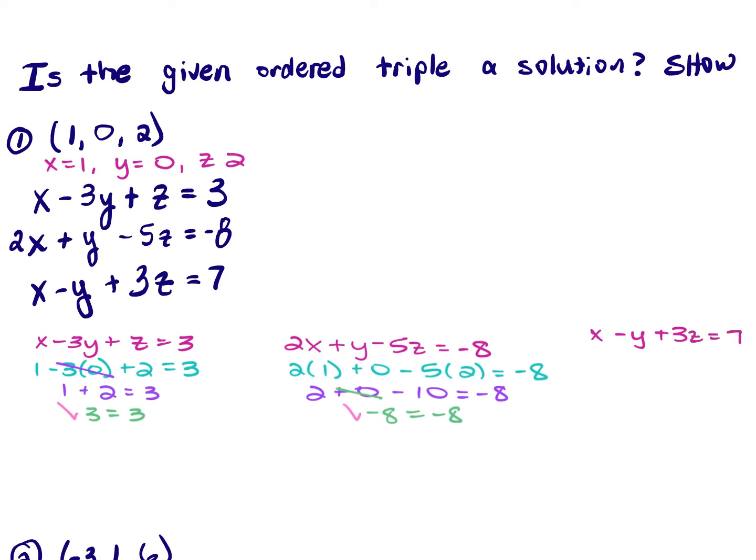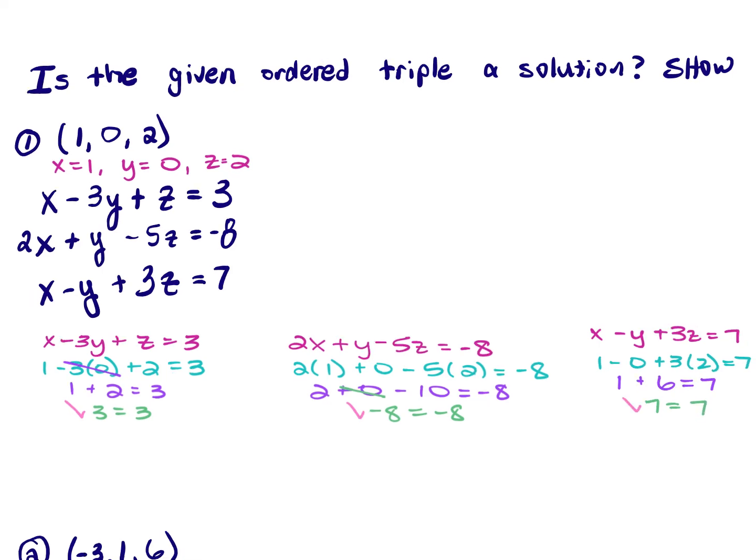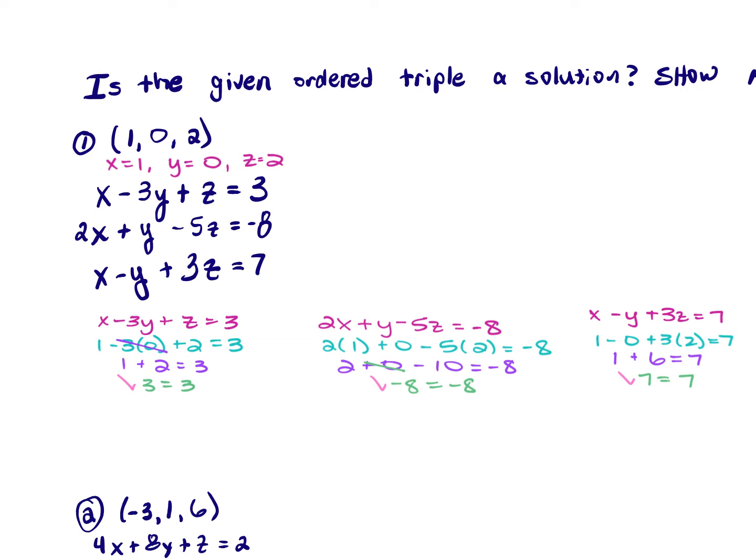Again, we're going to use x as 1, y as 0, and z is equal to 2. So this is going to give us 1 minus 0 plus 3 times 2 is equal to 7. The 1 minus 0 is just 1. The 3 times 2 is 6. 1 plus 6 is 7. 7 is equal to 7. That's a true statement as well. So all three of these are true statements. The ordered triple of 1, 0, and 2 is a solution.